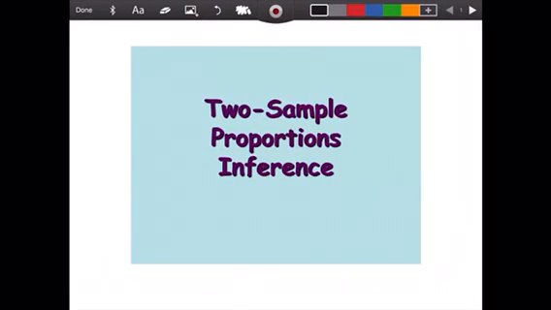Sample inference dealing with proportions. We're going to start with sampling distributions for proportions for two independent samples. We'll take a look at how to calculate confidence intervals, sample size, and we'll end with calculating and interpreting hypothesis tests for two independent samples dealing with proportions.